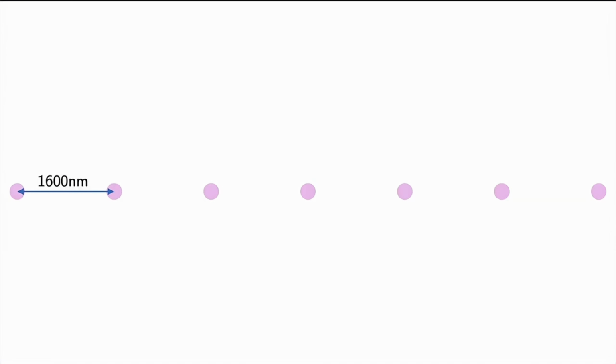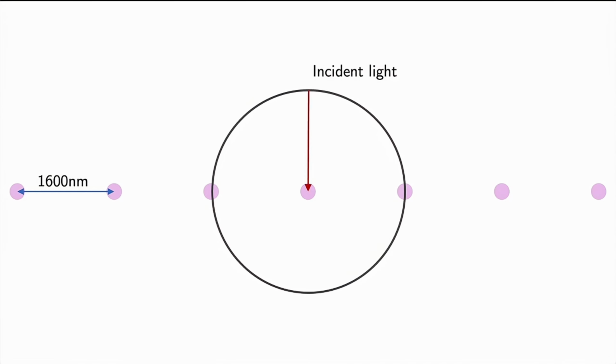Its period is 1600 nanometers. That's the distance between the tracks. Next, we draw a circle with radius equal to the grating period. Now we add the incoming and the transmitted light rays.